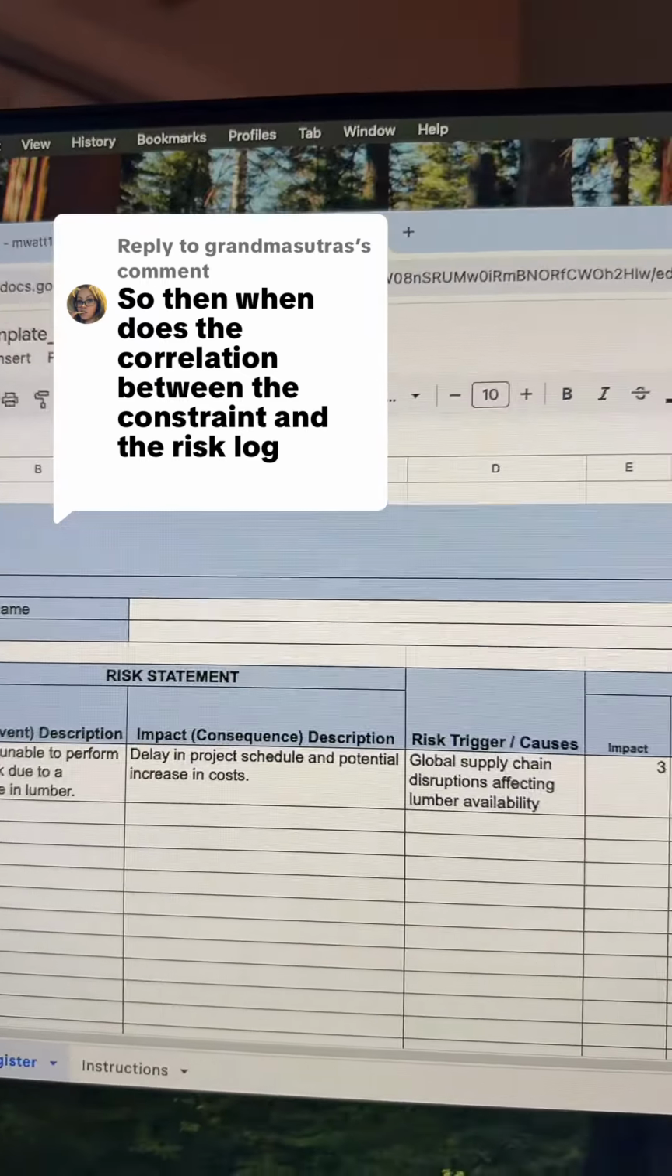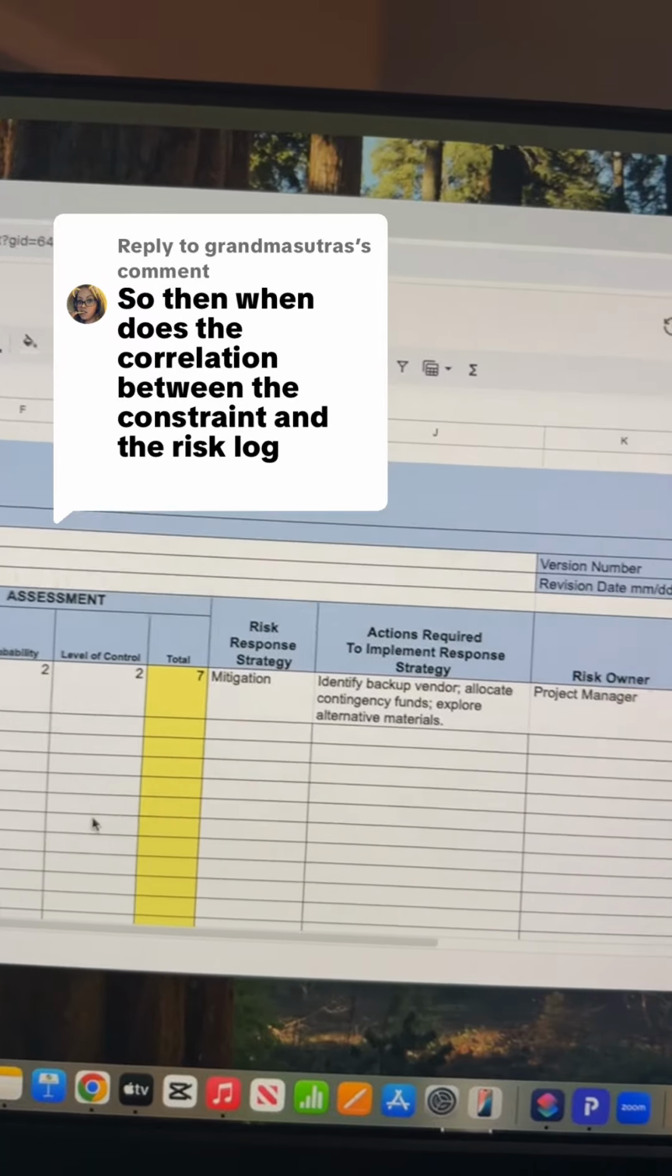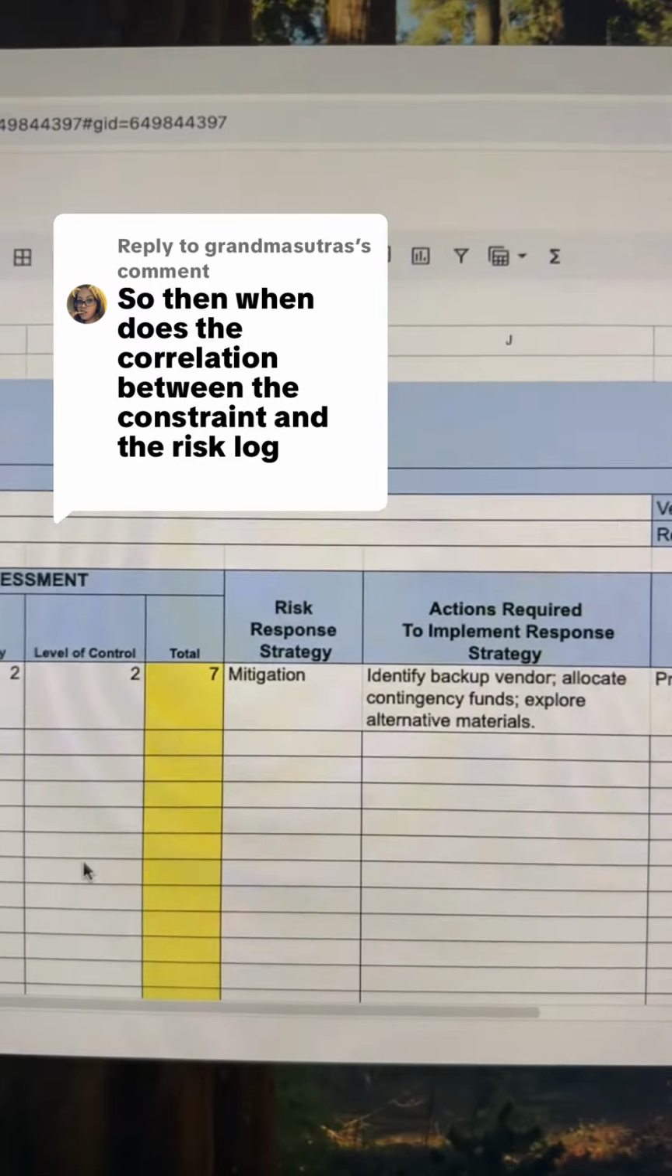So, for the risk event description right here, it is vendor is unable to perform the work due to shortage in lumber. Okay, well, what does that impact or the consequence look like? Well, delay in project schedule and potential increase in cost. And then when we look at the actual risk trigger, well, this is a global supply chain disruption affecting lumber availability, right? Then you also have to list out and capture the probability of this happening, the impact, and your response strategy, right? And here we are looking to mitigate this.